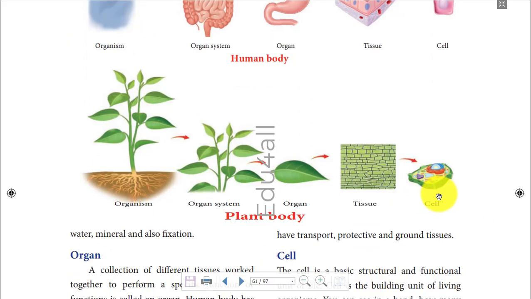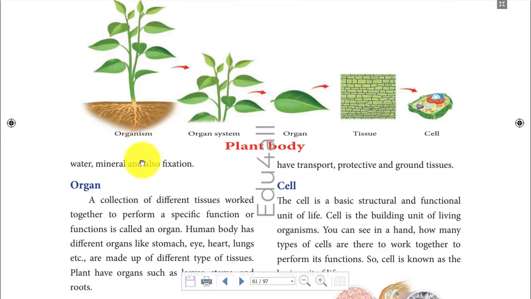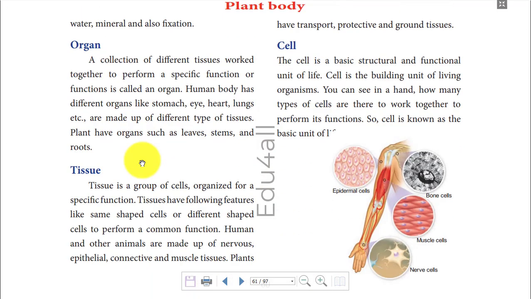Here is the same comparison in a plant. A plant cell makes a tissue. From that, the tissue may create an organ like a leaf. So many leaves form a shoot system, and the shoot system and root system form an organism like a plant. Okay, this is the basic fundamental phenomenon of all living organisms, irrespective of plant or animal.